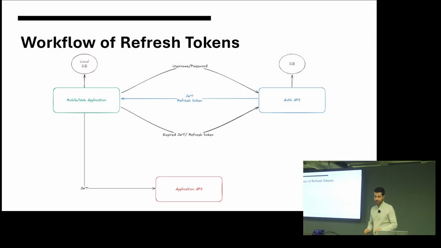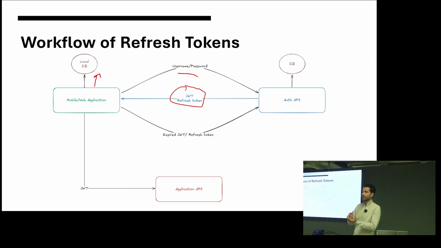So as you can see here, this is your application, and for the first time when the user enters the username and password, your authentication provider just returns the JWT and refresh token. And you have to save it locally in your application somewhere. For instance, if it's a mobile application, then you need to store it somewhere in your application. And in your future requests, you just need to send those JWT tokens.